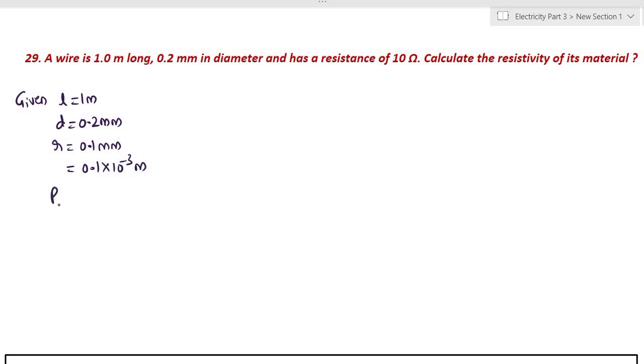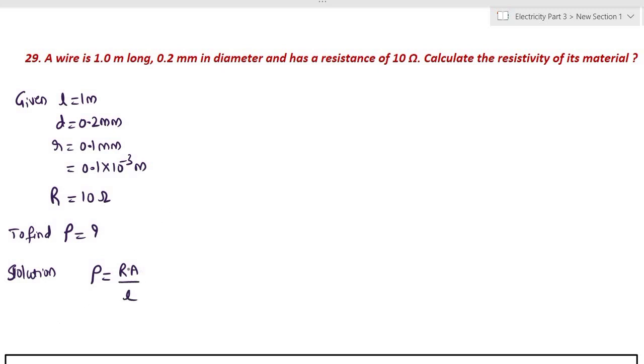And the resistance capital R is given as 10 ohm. Calculate the resistivity. To find, rho is equal to question mark. We know that the formula, the solution is, rho is equal to RA divided by L.